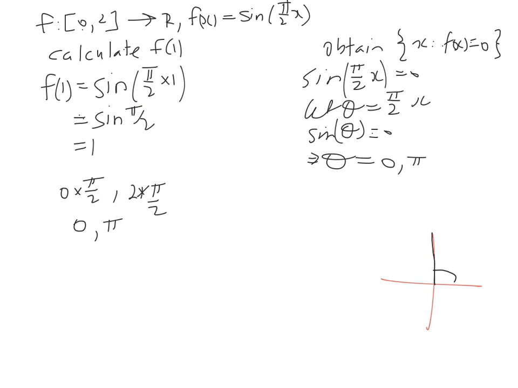Now, we know that theta equals pi on 2x. So therefore, pi over 2x equals 0, and also pi. So now to solve for x, multiply both sides by 2, we've got pi x will still equal 0, and it'll equal 2 pi. Divide both sides by pi, and we've got x equals still 0, and also 2. So that's how we go about solving with formal mapping notation.